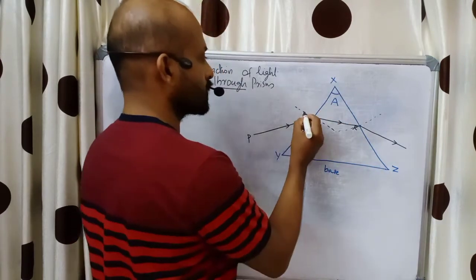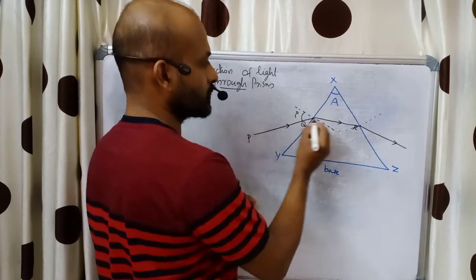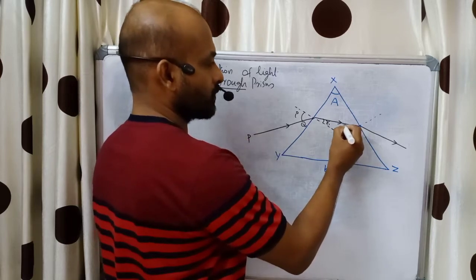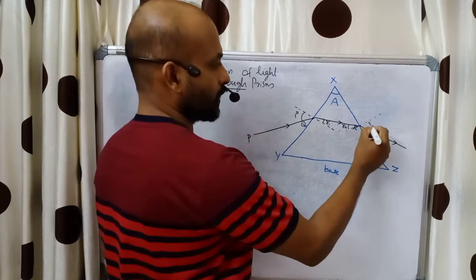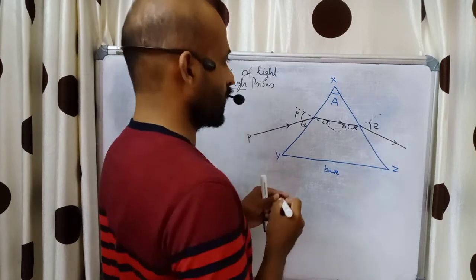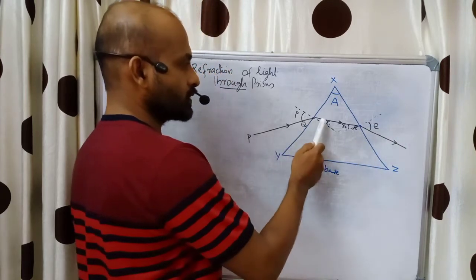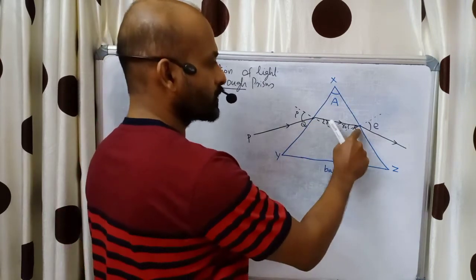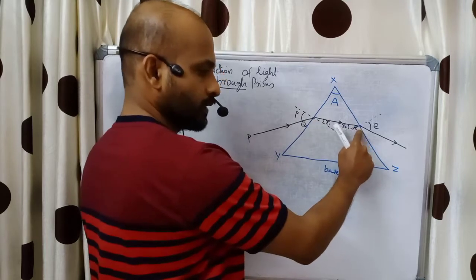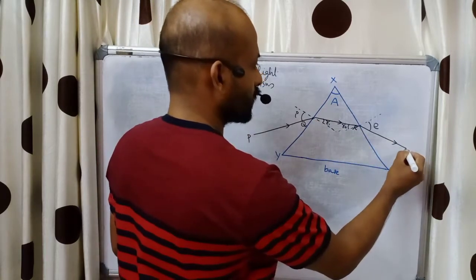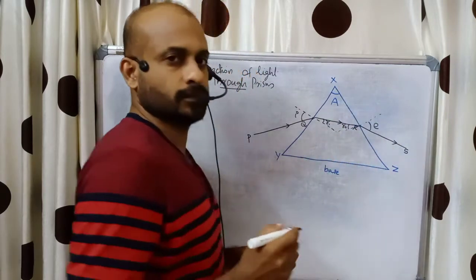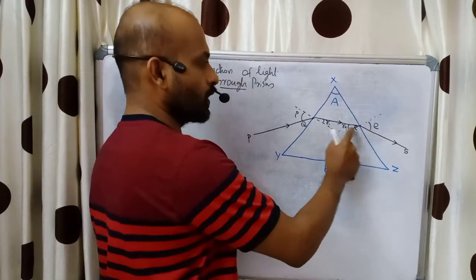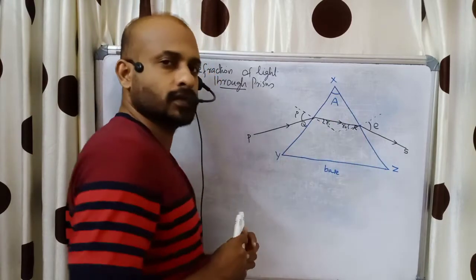So I can mark the angles. Angle of incidence here. This I will mark as the angle of refraction R1. Here I will mark the refraction angle R2. This is the angle of emergence. So we have the angle of emergence, angle of incidence, and refraction angles R1 and R2. QR is the refracted ray of light and RS is the refracted ray of light on the face XZ. So there is the incident ray and these two refracted rays. QR is one refracted ray, RS is the other refracted ray of light.